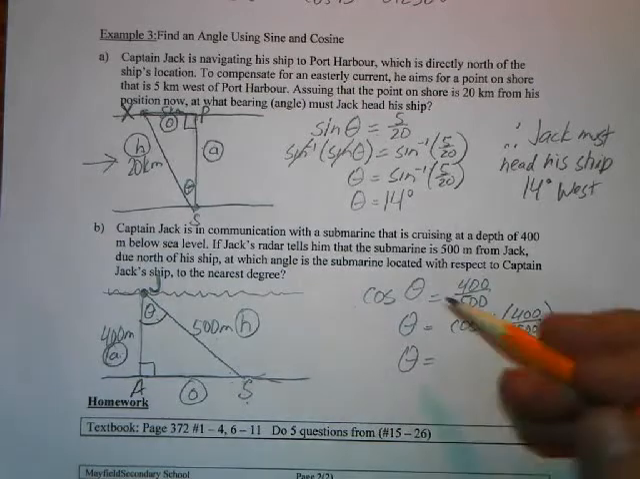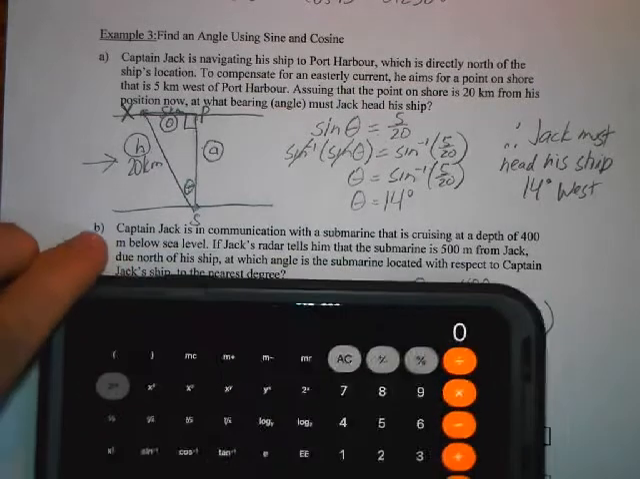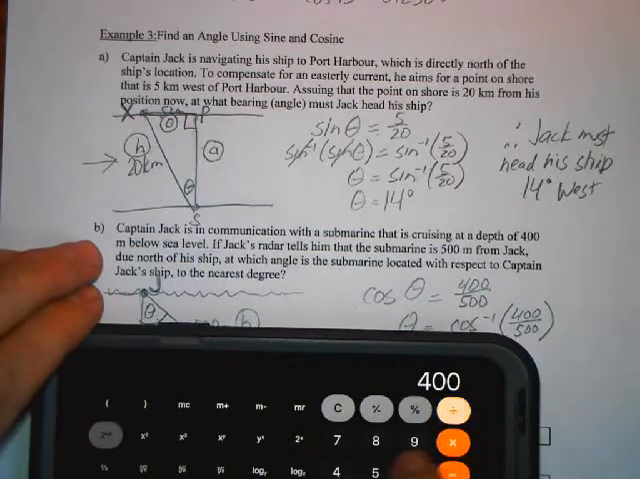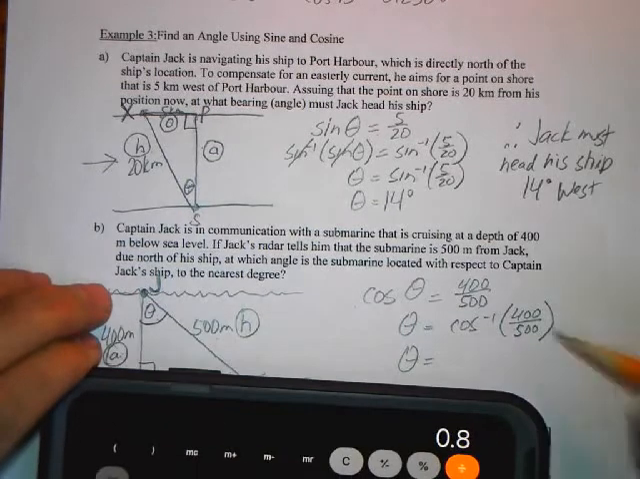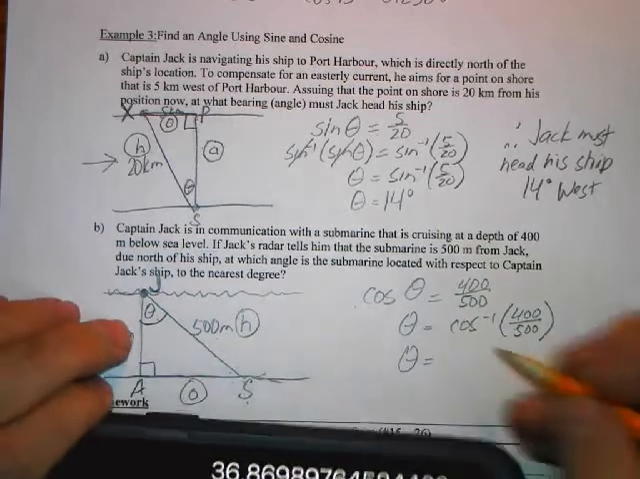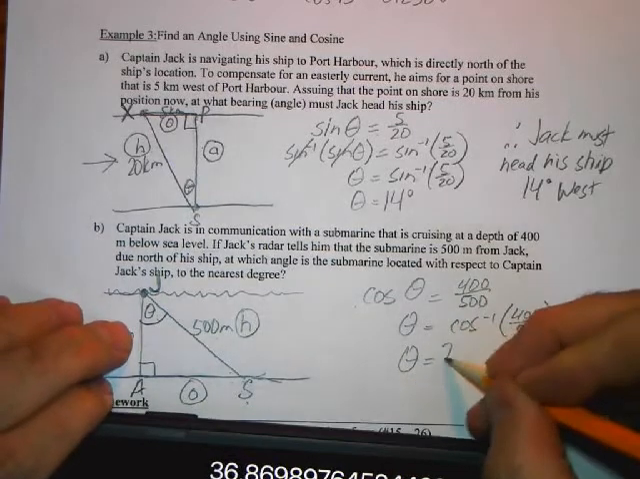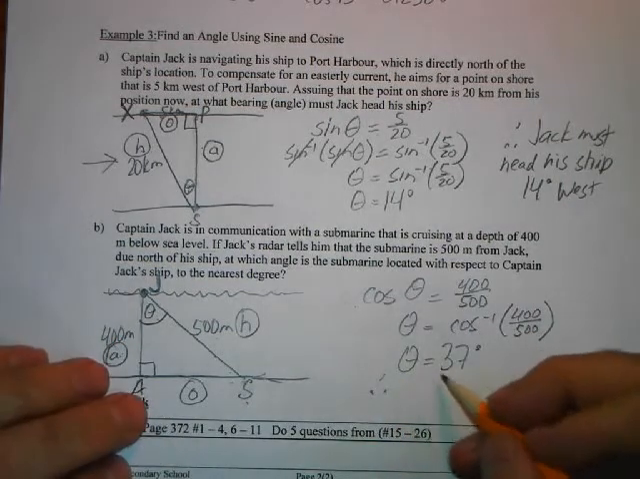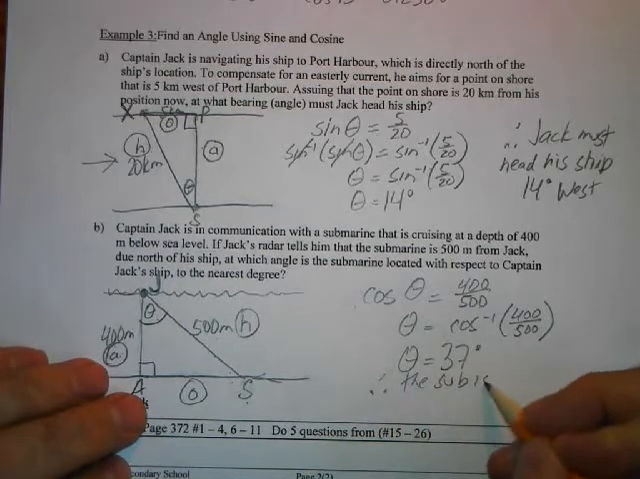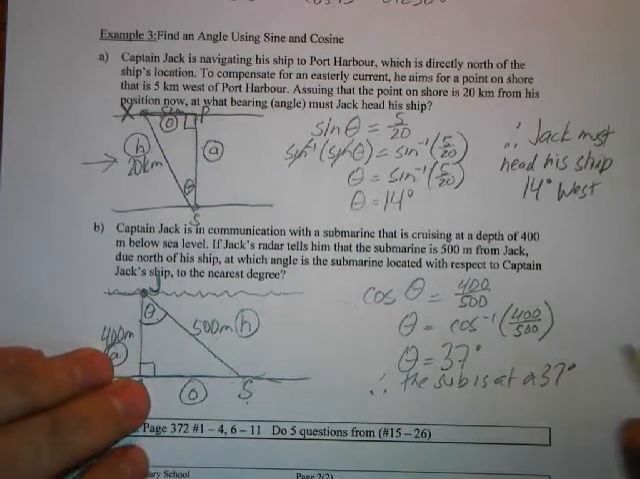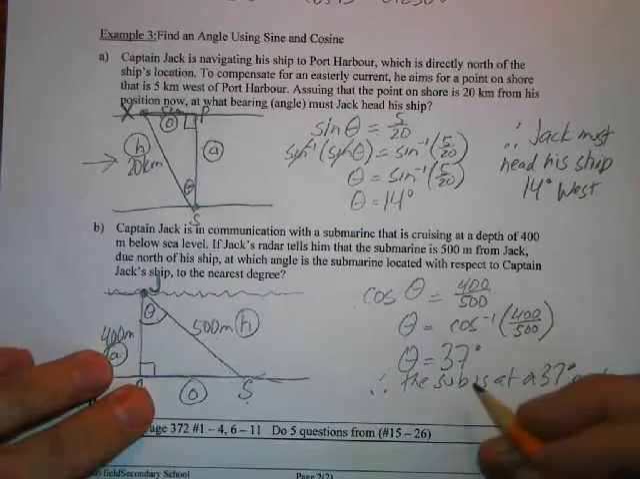So when I do the calculation, this time I have to enter the number first, so 400 divided by 500, 0.8. We could have done that, but then I'm going to do cosine inverse. I've already got second function on, so cos inverse is that button, and I get 36.86, which I can round to 37 degrees. So therefore, the sub is at a 37-degree angle with respect to the ship.